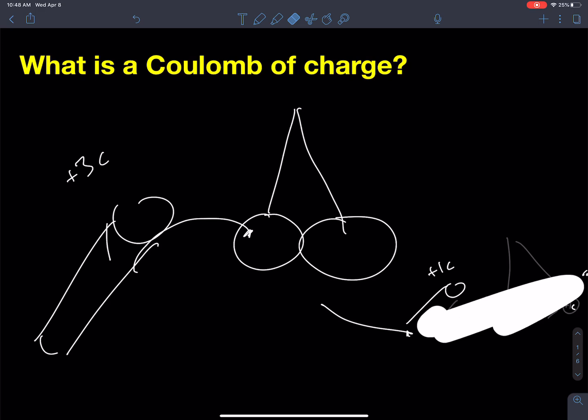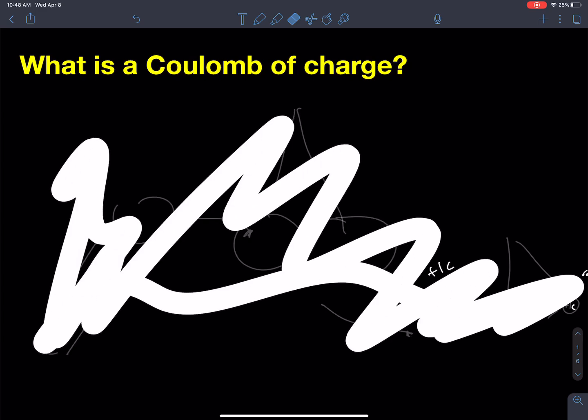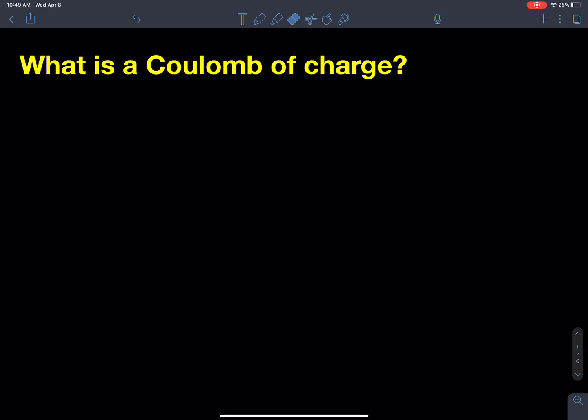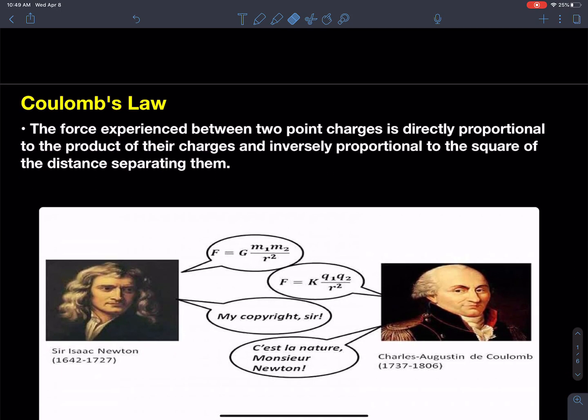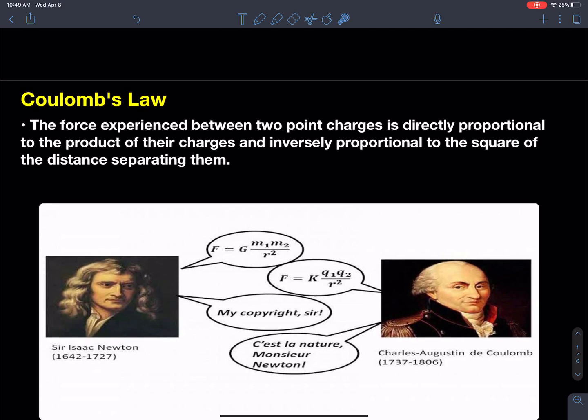Now, let's go on to the next stuff that we're going to be doing, okay? So we talked about what is a charge, how to calculate the total amount of charge, and what is the principle of conservation of charge. Now, the next thing we're going to talk about is Coulomb's law, measuring the forces exerted by charges on each other, okay? So what Coulomb's law states is that the force experienced between 2 point charges at a specific point in space is directly proportional to the product of their charges and inversely proportional to the square of the distance separating them.